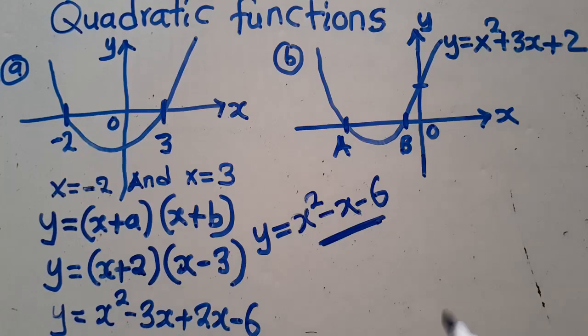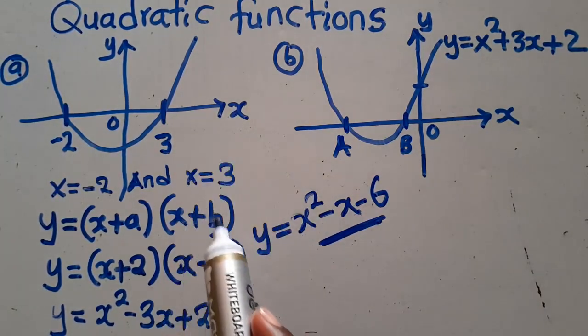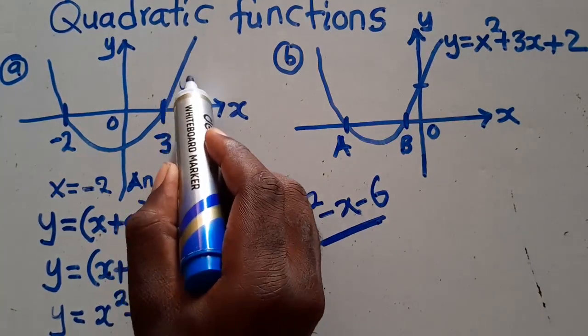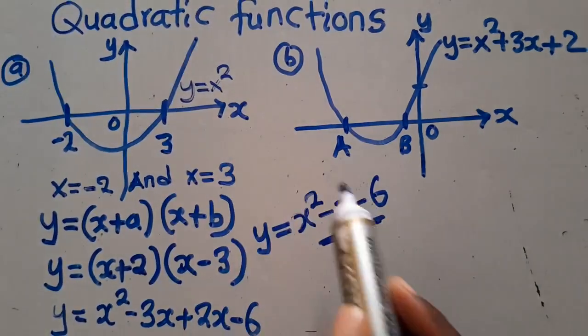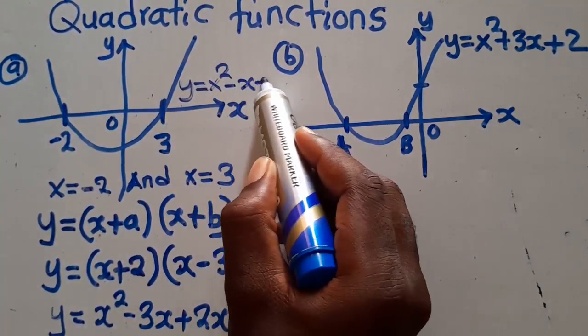So we now move to this other question. This is the equation for that graph. You can write it there. It is y is equal to x squared minus x minus 6.